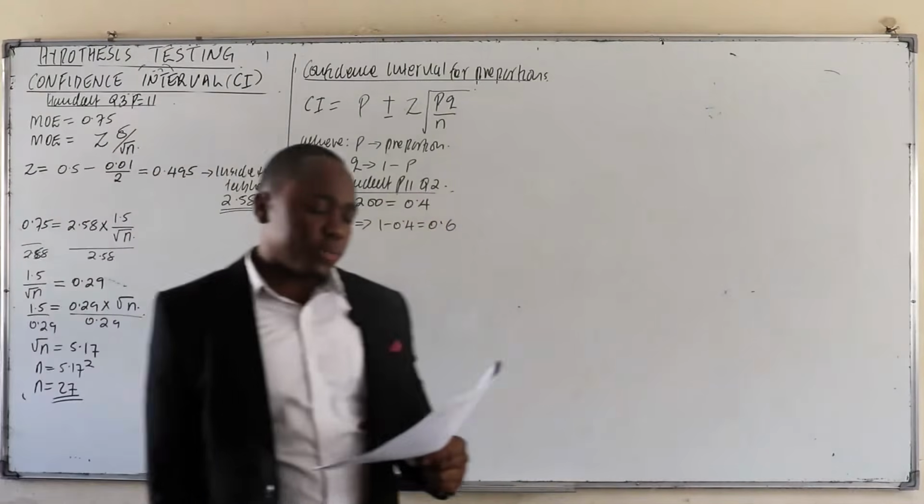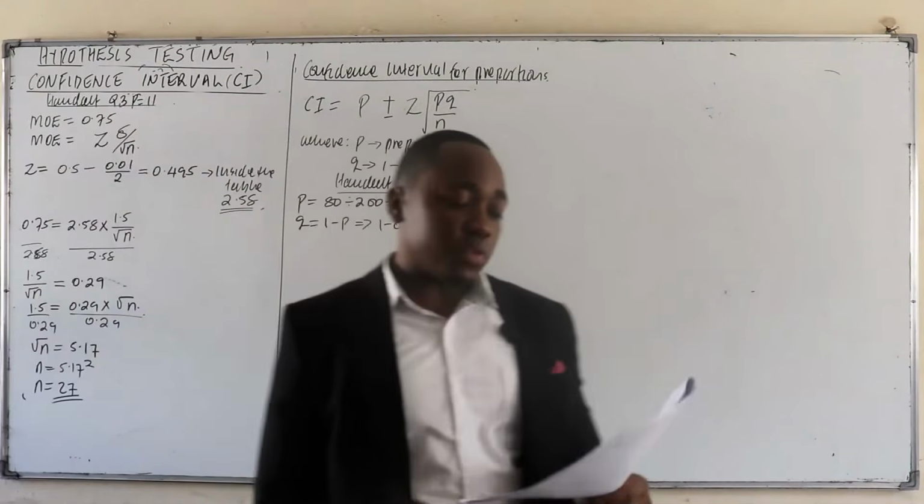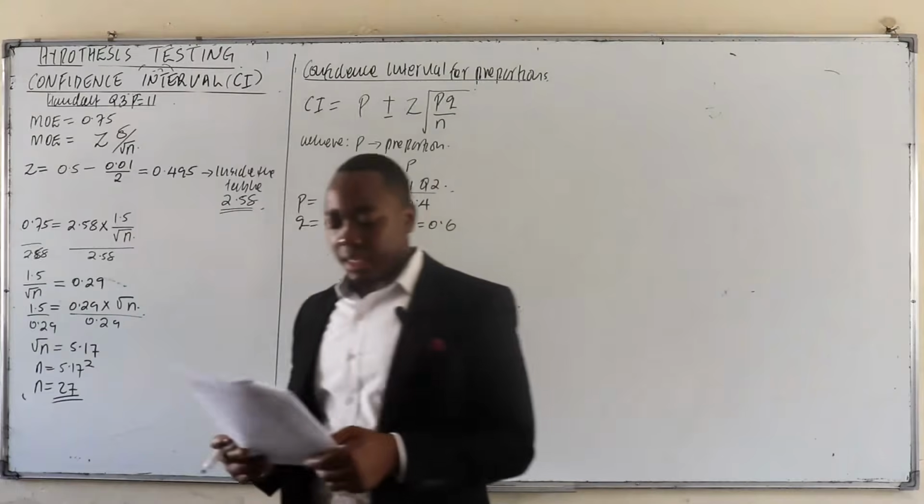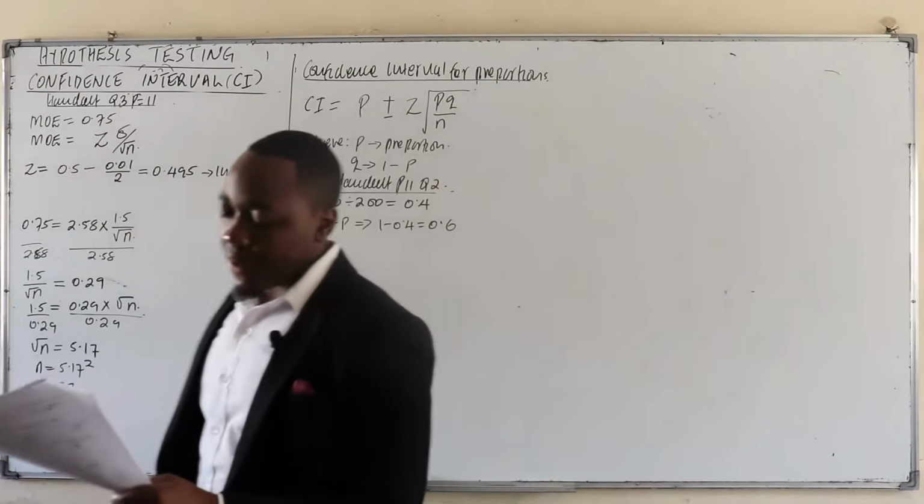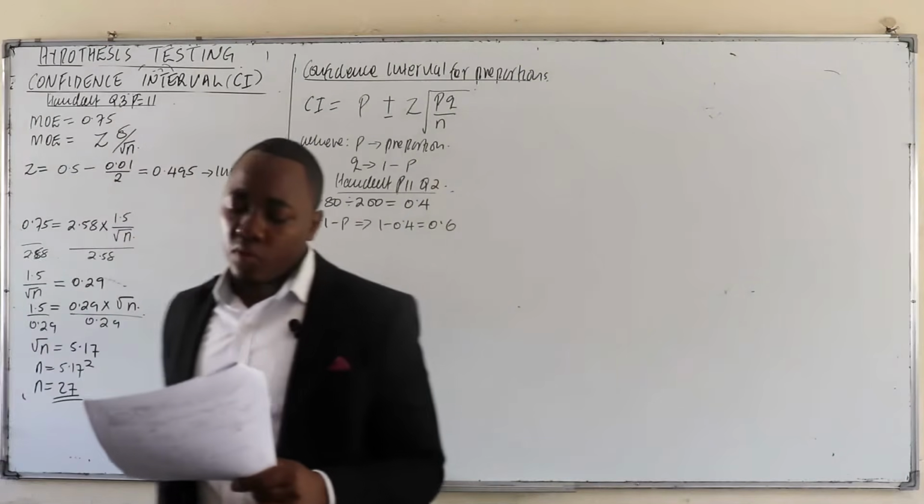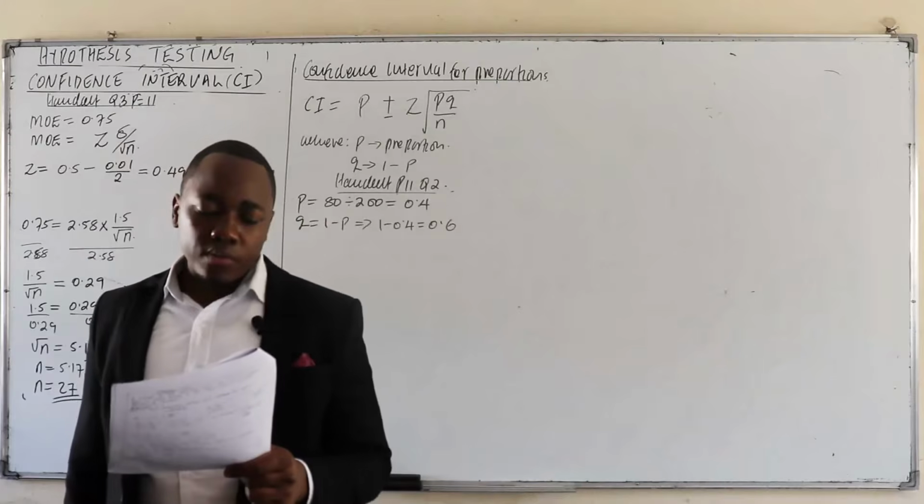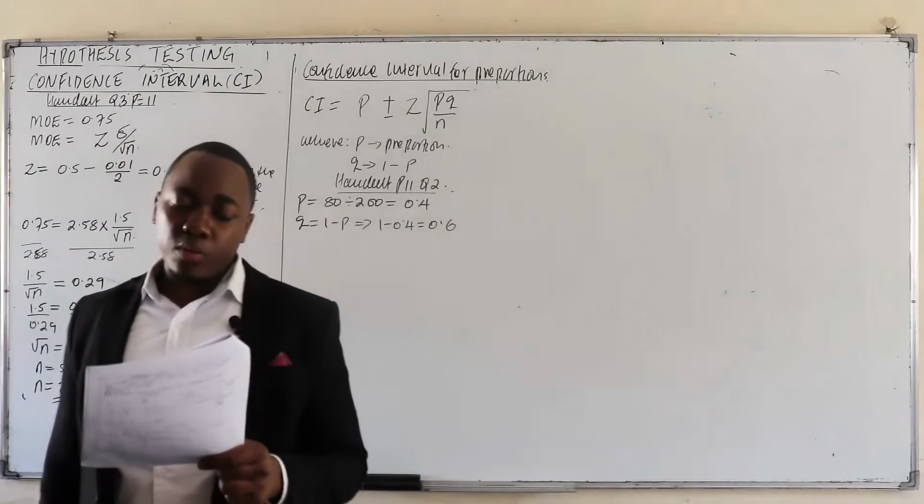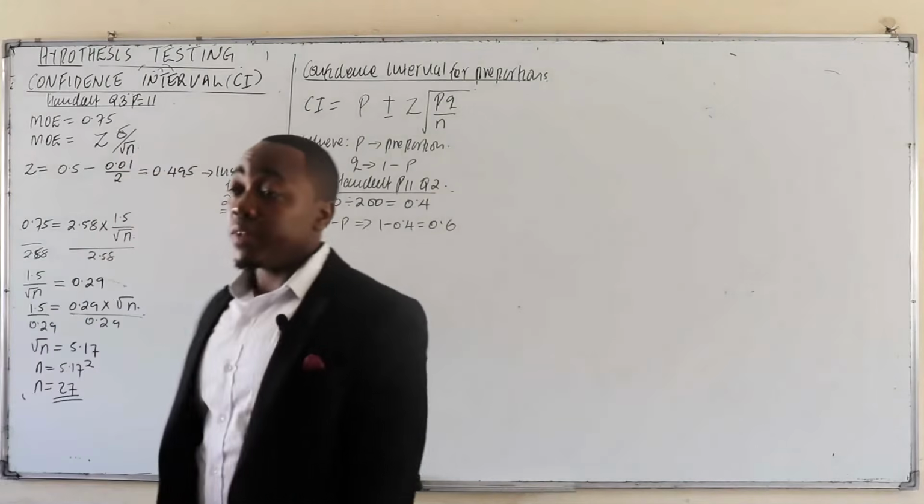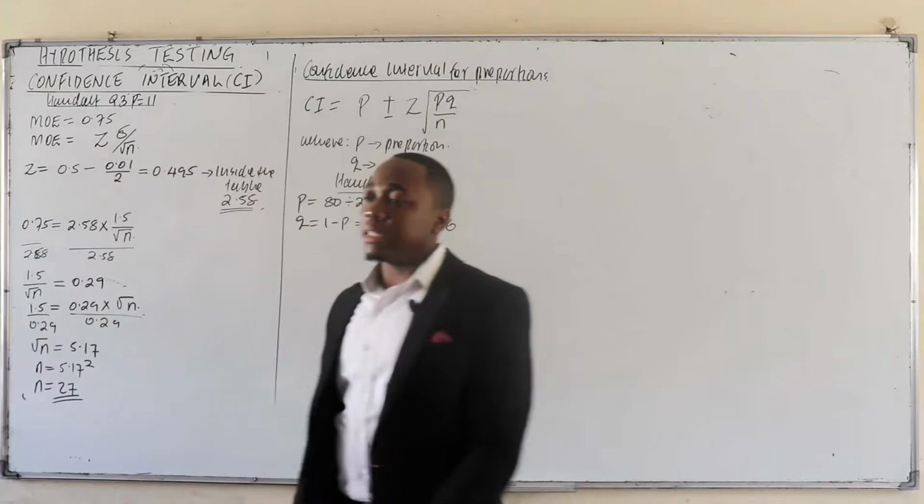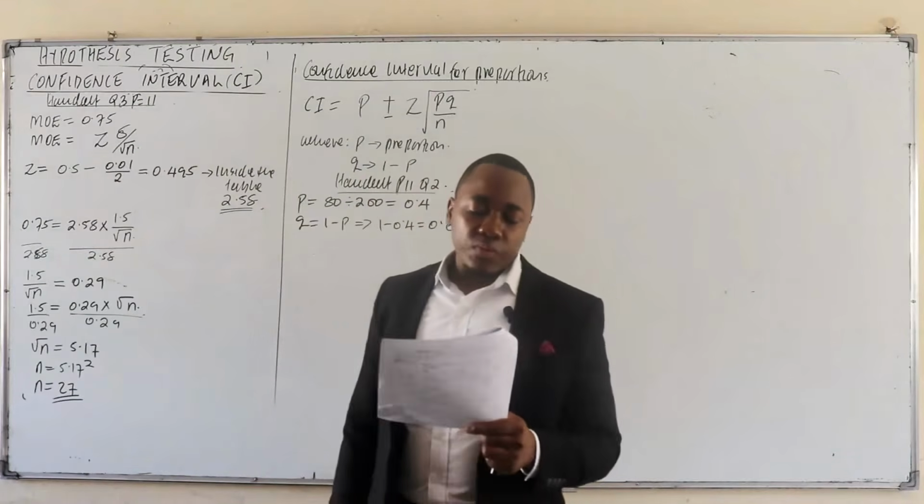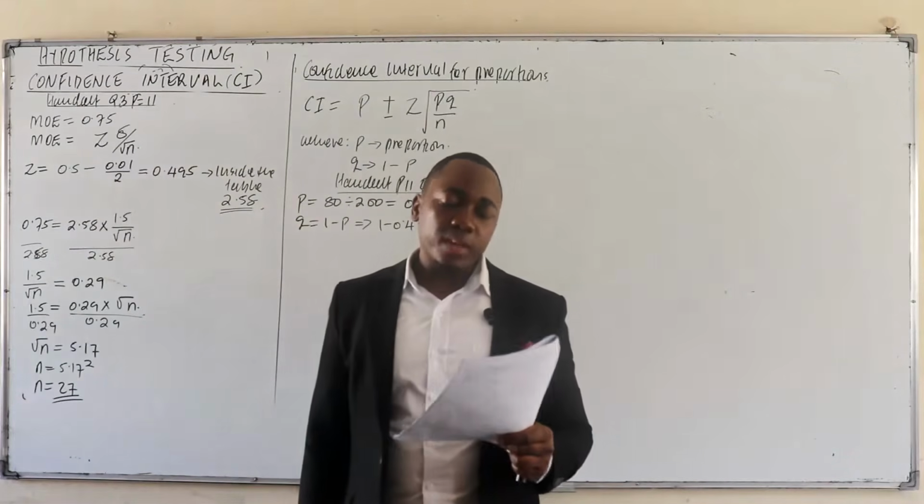In a sample of 200 voters, 80 voters were in favor of reintroducing the death penalty. 1. Find a 95% confidence interval for the proportion of all voters who are in favor of this opinion. You see, the sample is 200 voters, so we use a Z test. So find a 95% confidence interval.